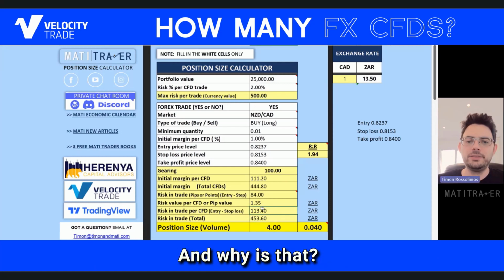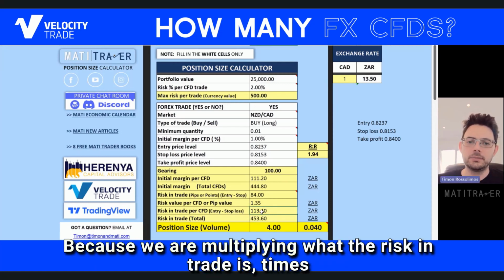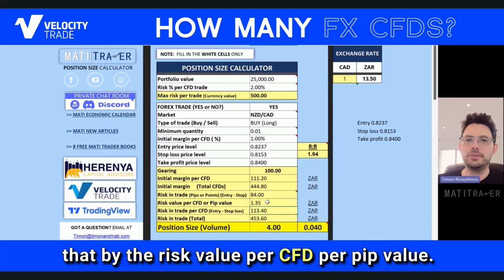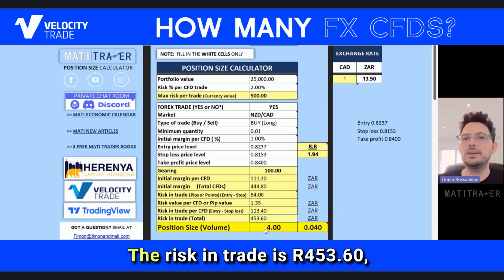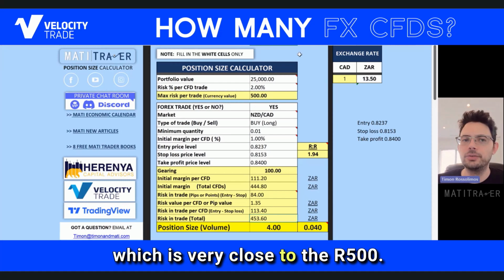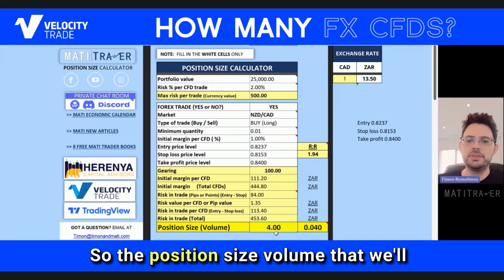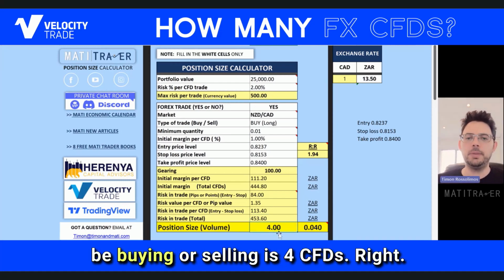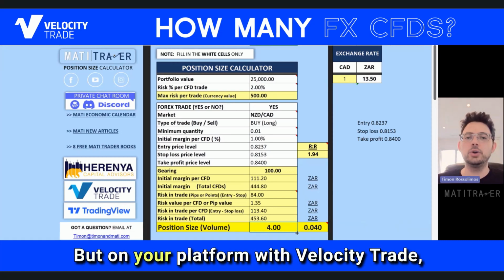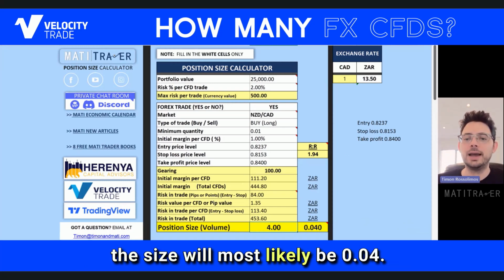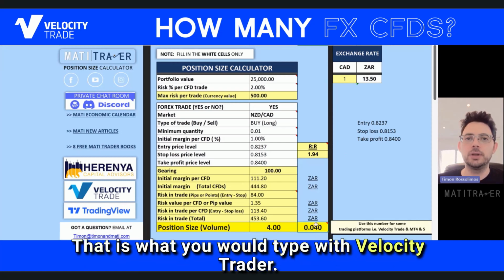And why is that? Because we are multiplying what the risk in trade is times the risk value per CFD, the pip value. The risk in trade is 453 Rand and 60 cents, which is very close to the 500 Rand. So the position size volume that we'll be buying or selling is 4 CFDs, right? But on your platform with Velocity Trade, the size will most likely be 0.04. That is what you would type with Velocity Trader.